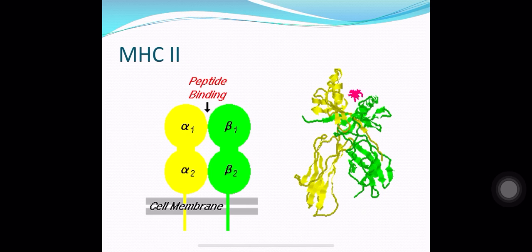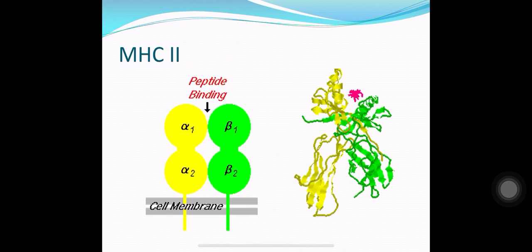Similarly, MHC2 has a structure. MHC2 has two polypeptide chains, alpha chain and beta chain. The alpha chain has two portions, alpha 1 and alpha 2, and the beta chain has two portions as well, beta 1 and beta 2. The alpha 1 and beta 1 portions on the upper side are joining to form a peptide binding groove similar to MHC1.